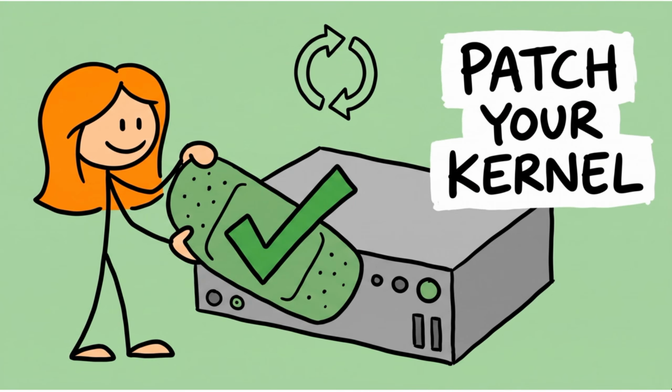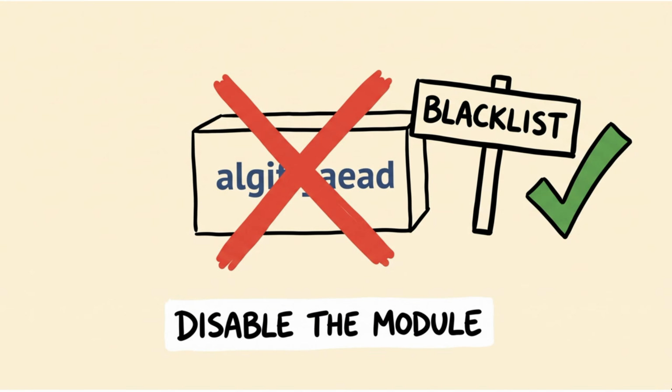So what do you actually do? Today, not someday. First, patch your kernel. This is the real fix. The major distributions, Ubuntu, Red Hat, and the others, have already shipped updated kernels that remove the flaw. Update, then reboot, because a kernel patch doesn't take hold until you restart. Check your kernel version against your vendor's advisory and confirm you're on a fixed build.